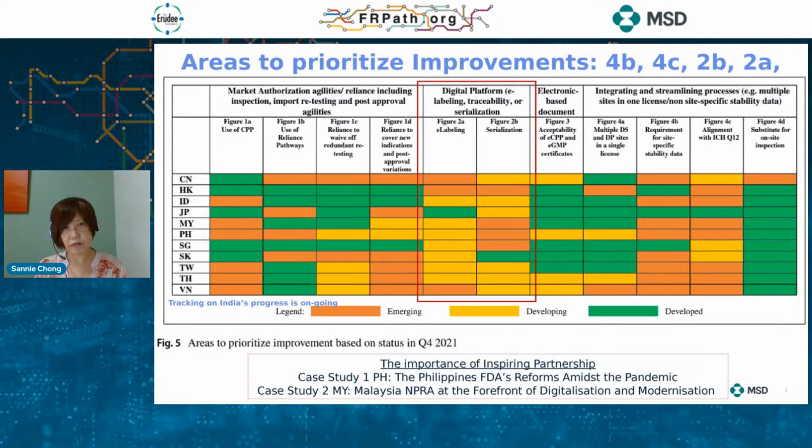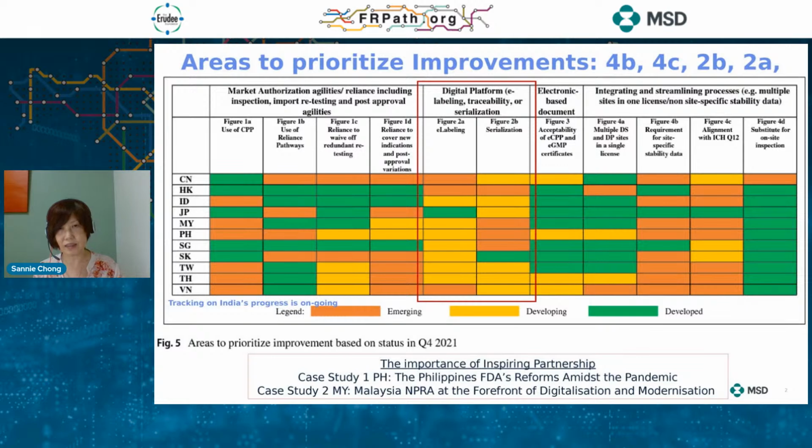So that is the first indicator we look at, right? The actual implementations of reliance. And the second indicator we look at, also linking quite nicely to reliance, is actually some of them you could see in figure 4, specifically 4A and 4B. 4A, that's right. So 4A is about multiple DS and DP sites in a single license.